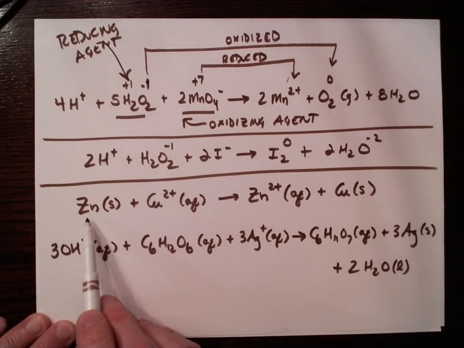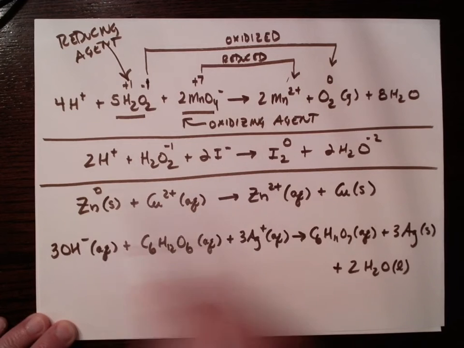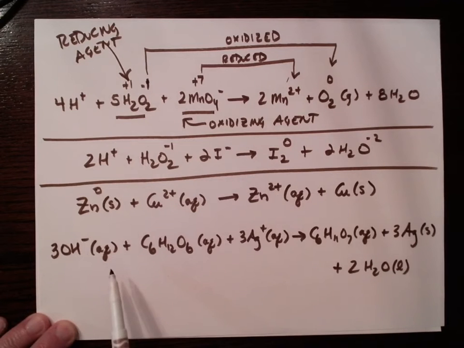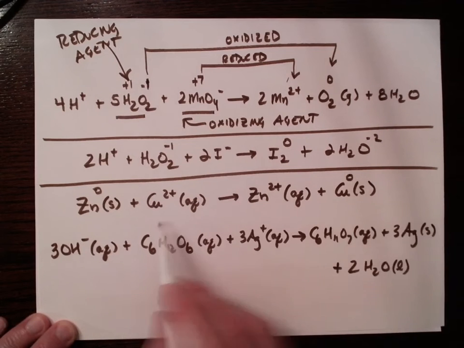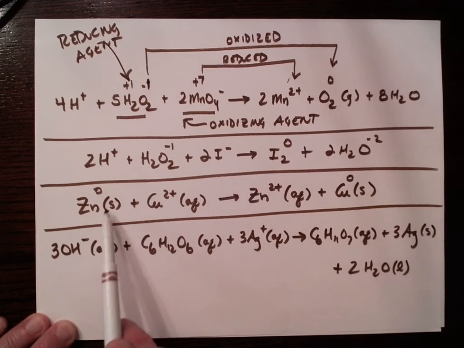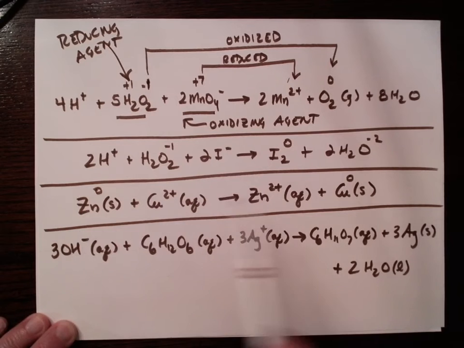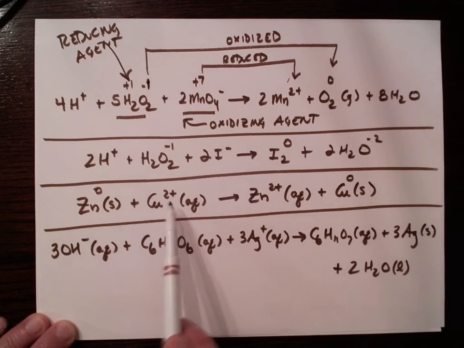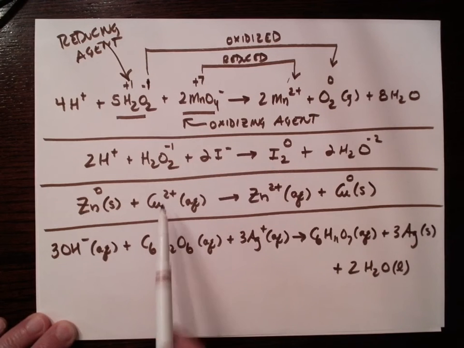In this case, zinc is going from zinc metal, which is zinc 0, to zinc 2+. That's an oxidation. You're going up an oxidation number. Copper 2+ ion is going to copper metal, that's going to copper 0. This one's easy to see. This is probably the easiest one, right? The zinc is oxidized, so it's the reducing agent. The copper is reduced, so it's the oxidizing agent. The copper 2+ causes the oxidation of the zinc metal. The zinc metal causes the reduction of the copper ion.